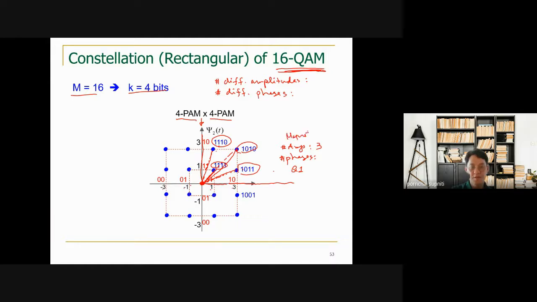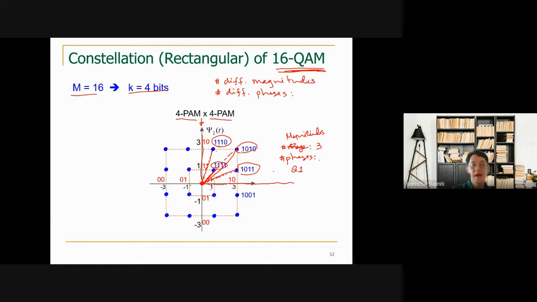You can say 3 different envelopes, but let's say magnitude is better than amplitude, because amplitude is at each time. So let's call it magnitude, which is more precise.